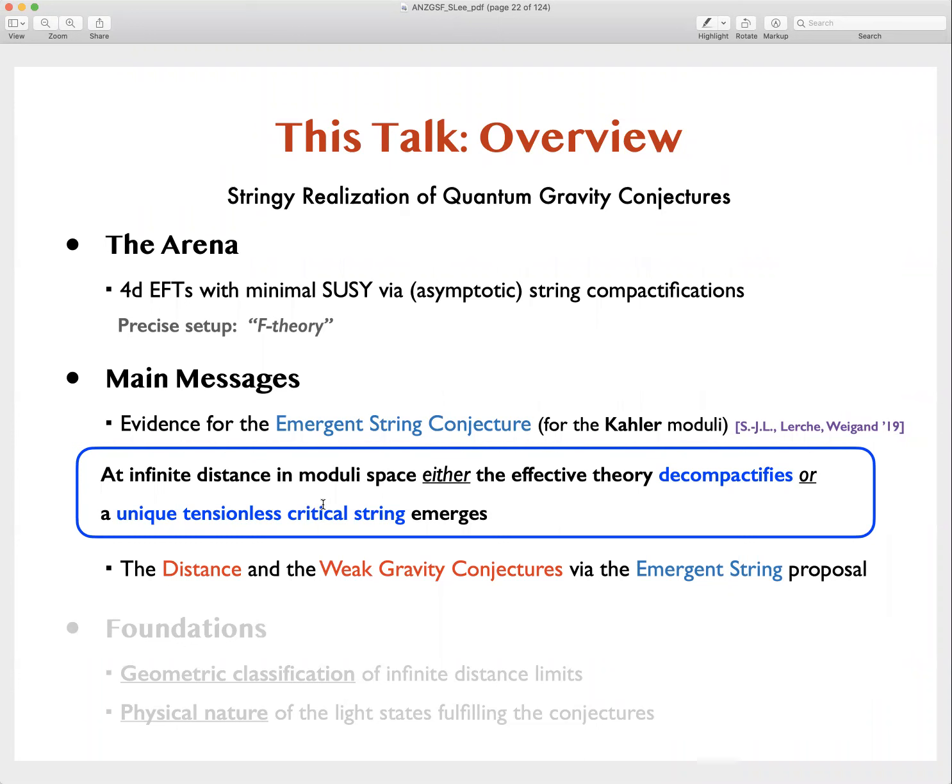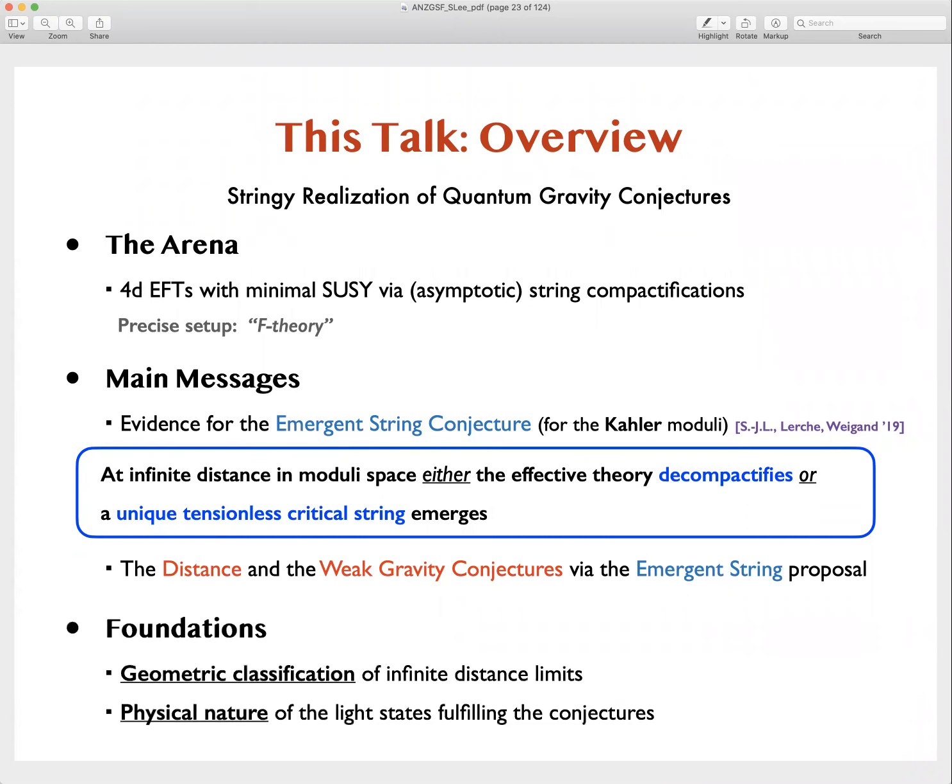In fact, I will argue that this emergent light string serves as the microscopic origin of both the distance and the weak gravity conjectures. So these are the main messages, and this way we will actually have solidified the foundations for these conjectures, both from the mathematical and from the physical point of view. On one hand, we provide a geometric classification of infinite distance limits in the Kahler moduli space. And on the other hand, we clarify the physical nature of the light states that fulfill the conjectures.